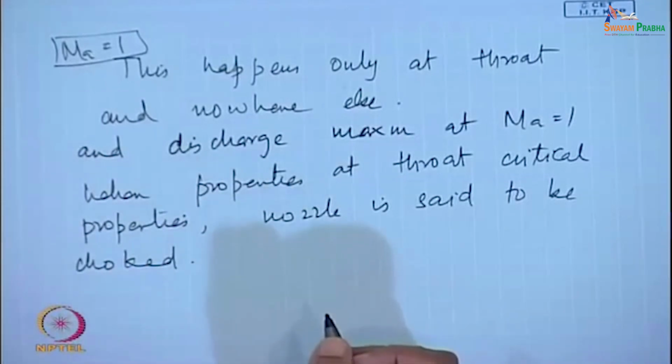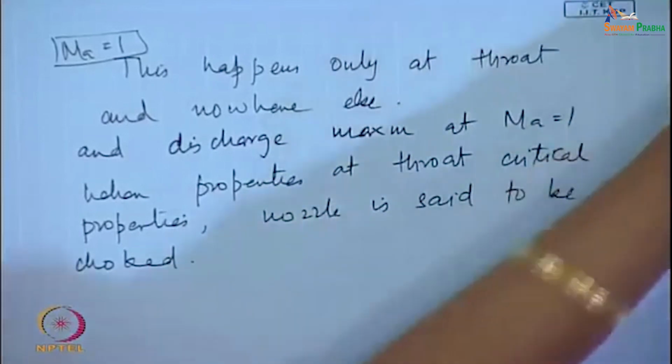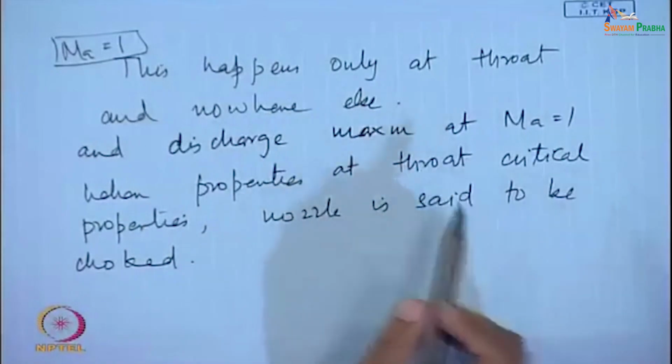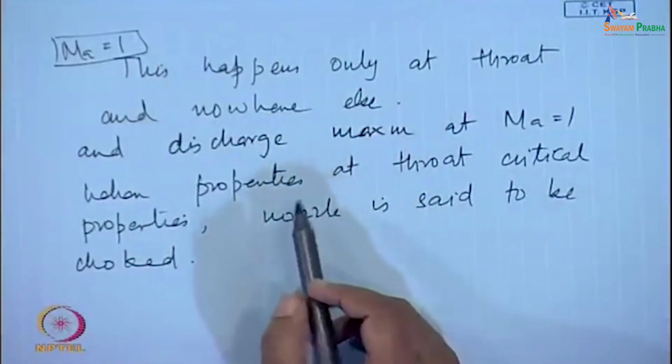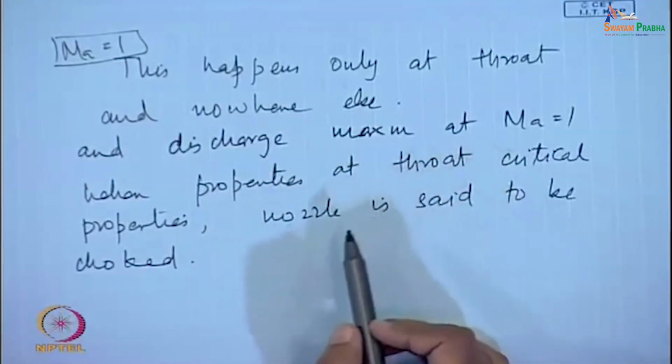This portion is clear to you. Okay. So, we find that for Ma equals 1, that happens only at the throat and nowhere else. Under this particular condition, the discharge is maximum, and under these conditions the nozzle is said to be under choked flow conditions. Agreed? So, this shows why Ma equals 1 is so very important for all our purposes.